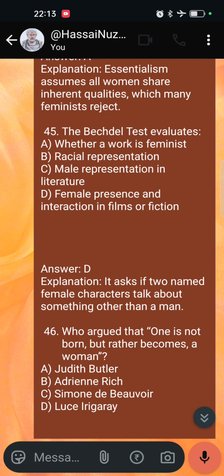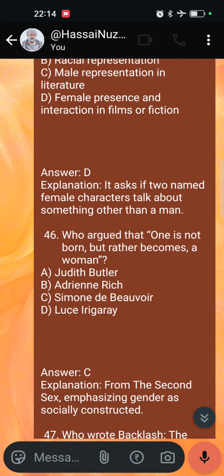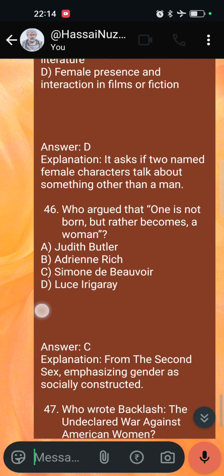46th one. Who argued that one is not born but rather becomes a woman? Answer is C. Simone de Beauvoir. From The Second Sex, emphasizing gender as socially constructed.